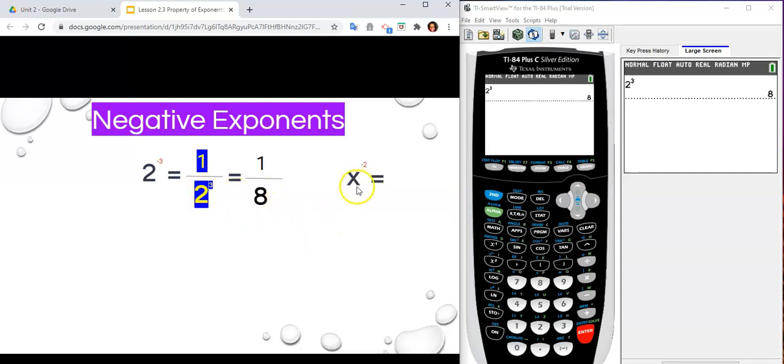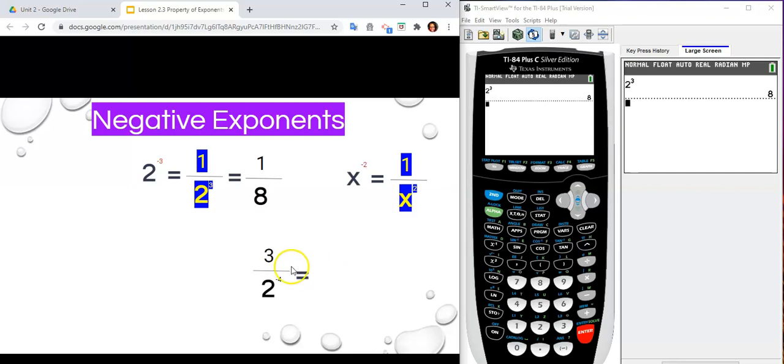Let's look at another example. So now we have x to the negative 2 power. Again, we have to flip it. We flip it, we get rid of the negative sign. So therefore, it becomes just 1 over x to the 2nd power. Well, I can't do anything else because x is not a number. So I just leave it written like this, and this is as simple as I can write it.